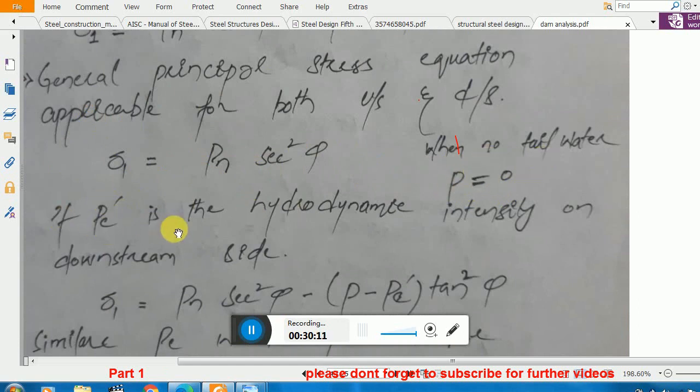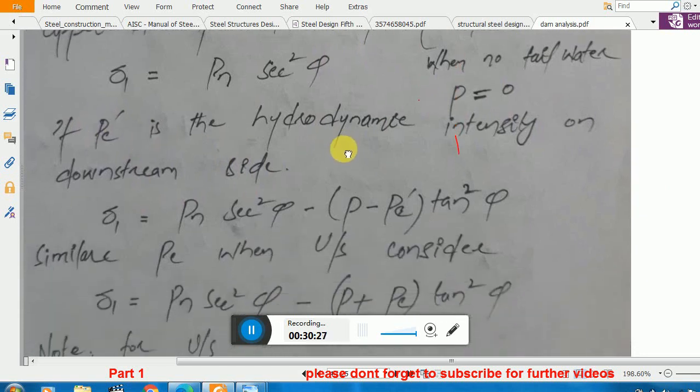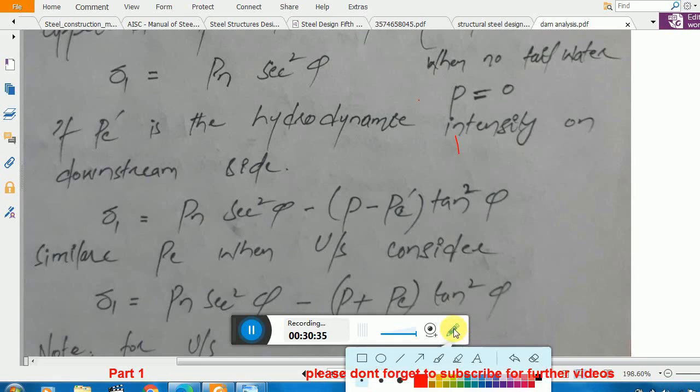If PE prime is the hydrodynamic intensity downstream, if you consider the hydrodynamic intensity on the tail side as well, then we have to incorporate PE prime. Sigma 1 will look like this. This formula will be used when you have, let's say, your dam body, and you have water here, and here you have tailwater. Due to tailwater, you have a pressure P, and if you are considering earthquake, due to earthquake you have hydrodynamic pressure. For tailwater, the hydrodynamic pressure is denoted by PE prime.